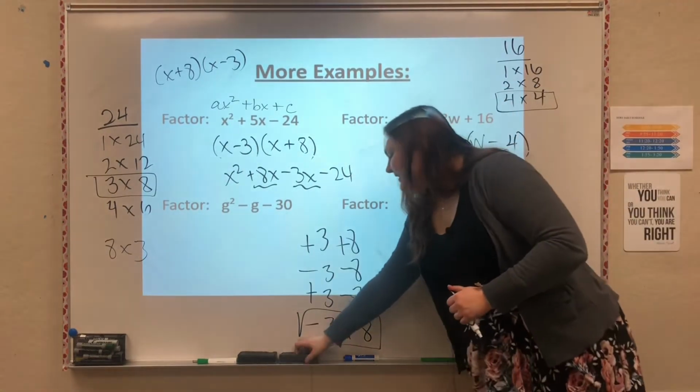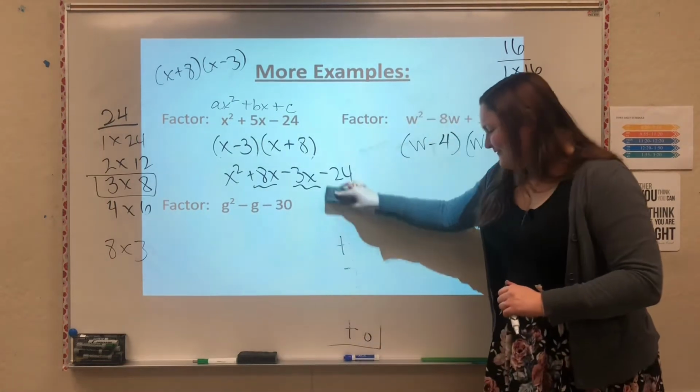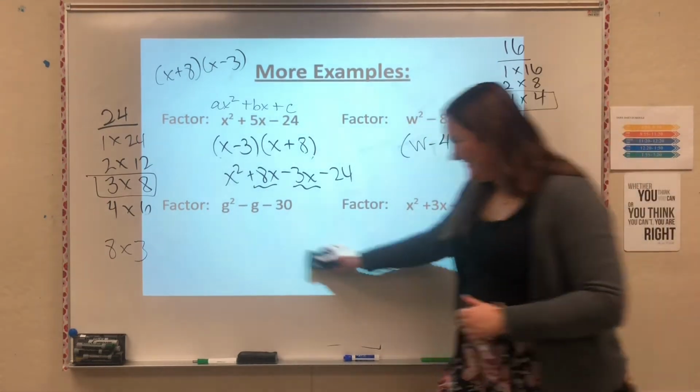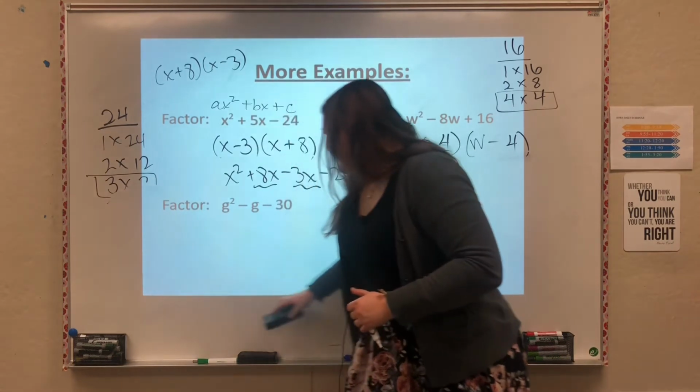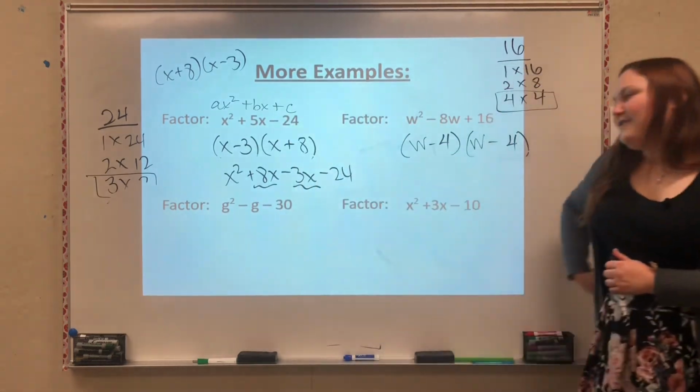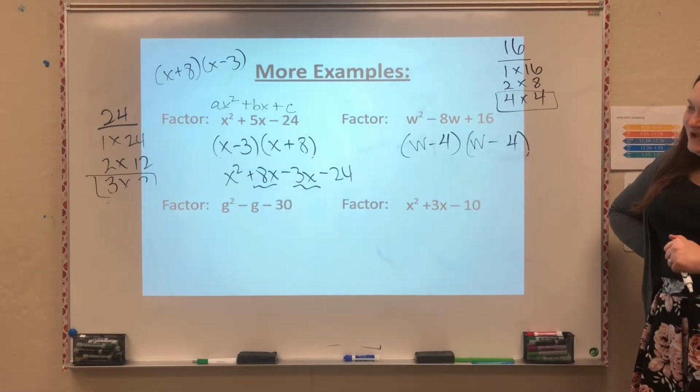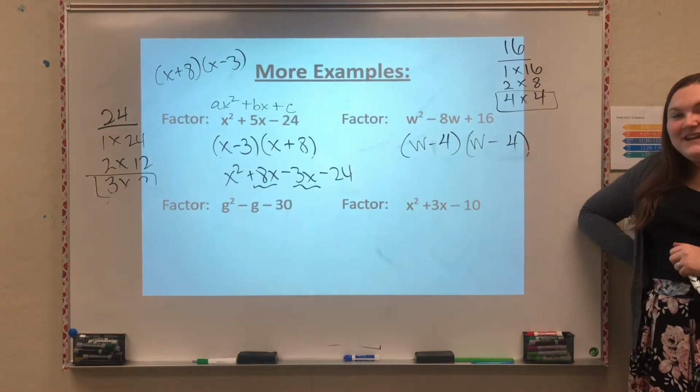There are 2 down here at the bottom. Guess who those are for? They're for you. This first one here, you're going to factor g squared minus g minus 30. Go ahead, pause the video and try that now.